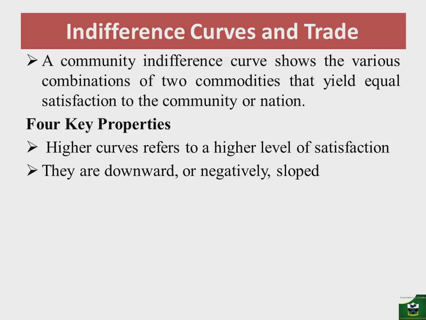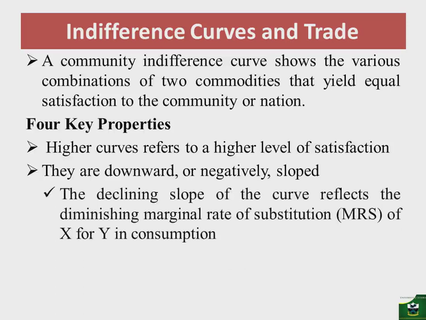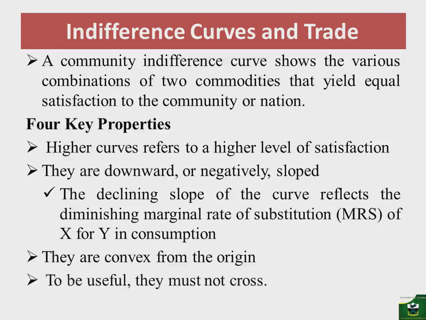And this will tell you then that the community indifference curves are convex to the origin. Okay, so the declining slope of the curves reflects the diminishing marginal rate of substitution of X for Y, and that they are convex to the origin. And finally, they should not cross because of the principle of transitivity. If they cross, it will make it difficult for us to do an analysis. Therefore, we make these four properties to simplify our model and be able to work with indifference curves.